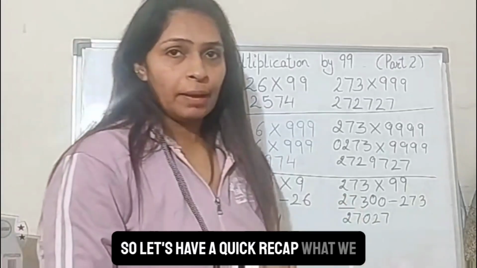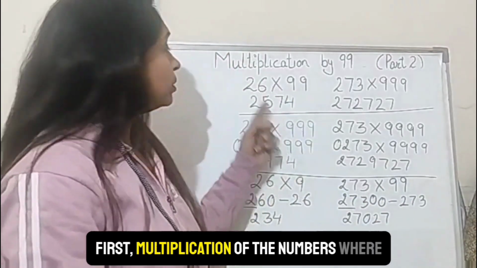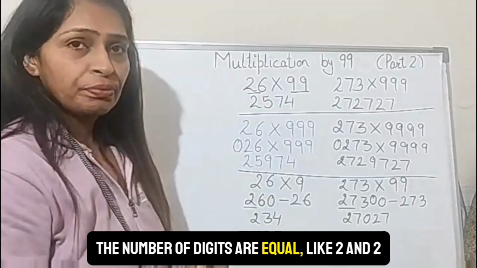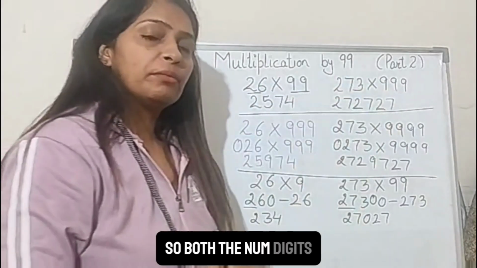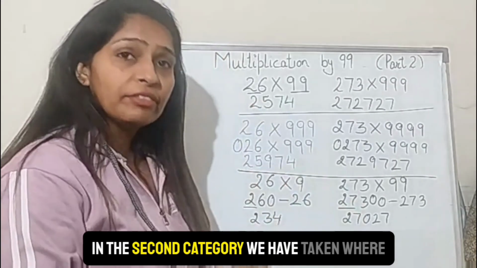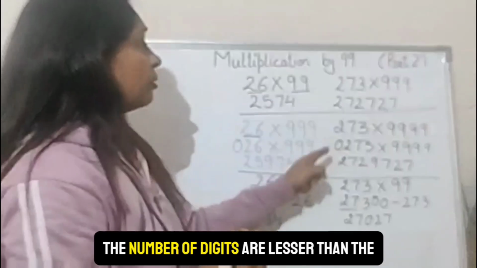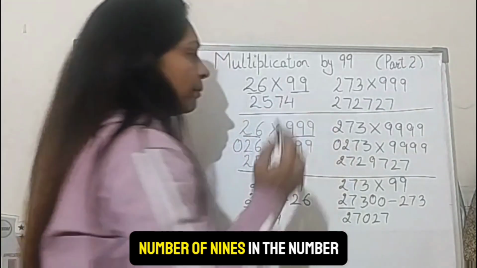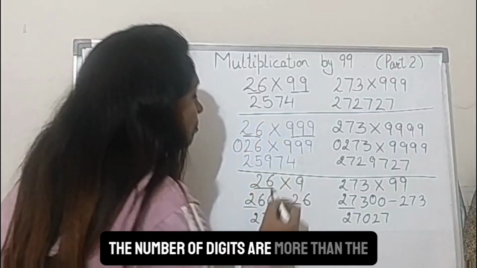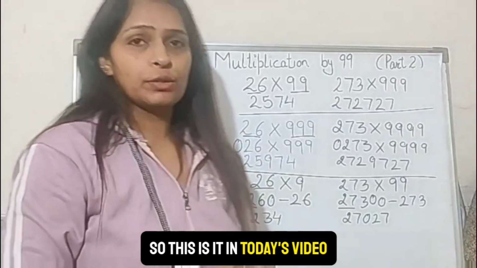So let's have a quick recap of what we discussed in today's video. First, multiplication of numbers where the number of digits is equal, like 2 and 2, or 3 and 3. So both numbers have the same number of digits. In the second category, the number of digits is less than the number of nines. And in the third category, the number of digits is more than the number of nines. So this is it in today's video.